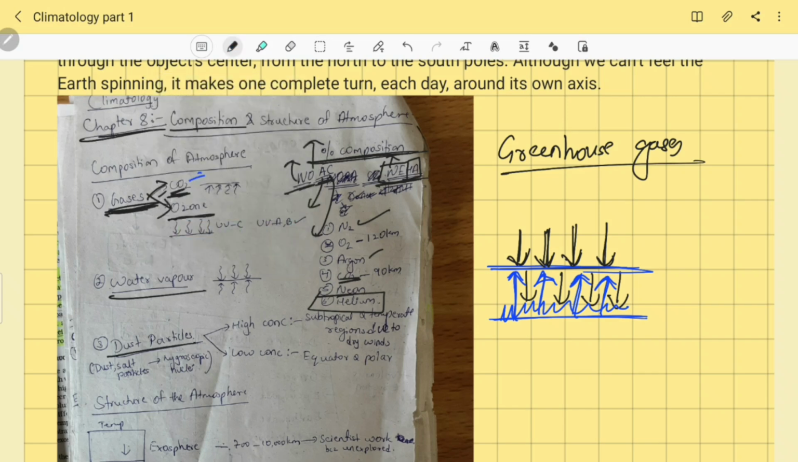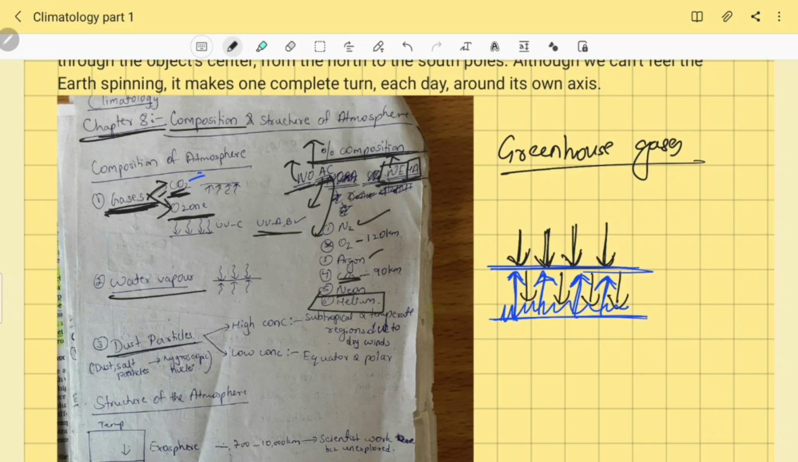Then next let's study about ozone. What is ozone? See, ozone is another important component of atmosphere which is found between 10 and 50 kilometers above the earth's surface, and it acts as a filter and absorbs the UV rays radiating from the sun and prevents them from reaching the surface of the earth. So in UV rays, we have mainly three types of UV rays.